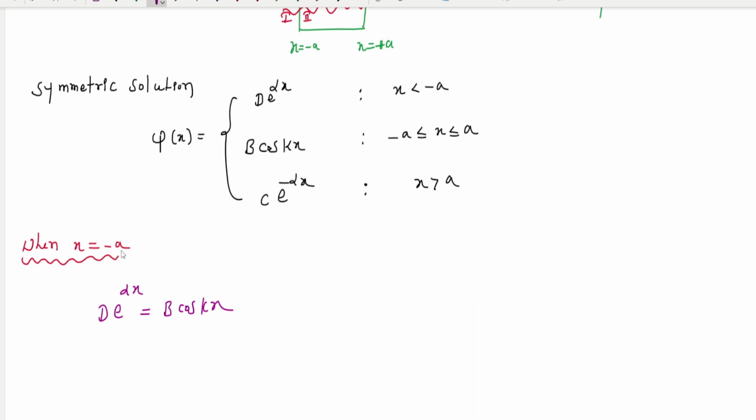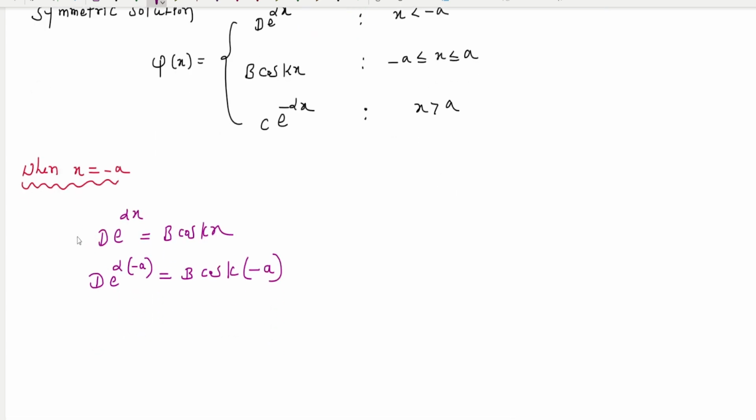Now using the boundary condition x equal to minus a: d e power alpha in place of x, minus a, equal to b cos k in place of x, minus a. We know cos minus theta equals cos theta because of the symmetric function. There is no change in values. Therefore, I am going to write the equation like this: d e power minus alpha a equal to b cos ka.